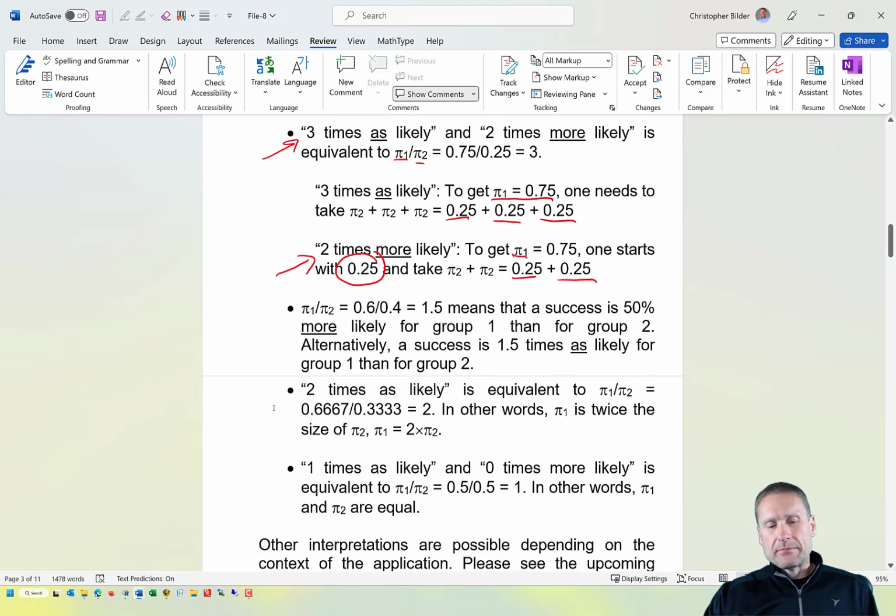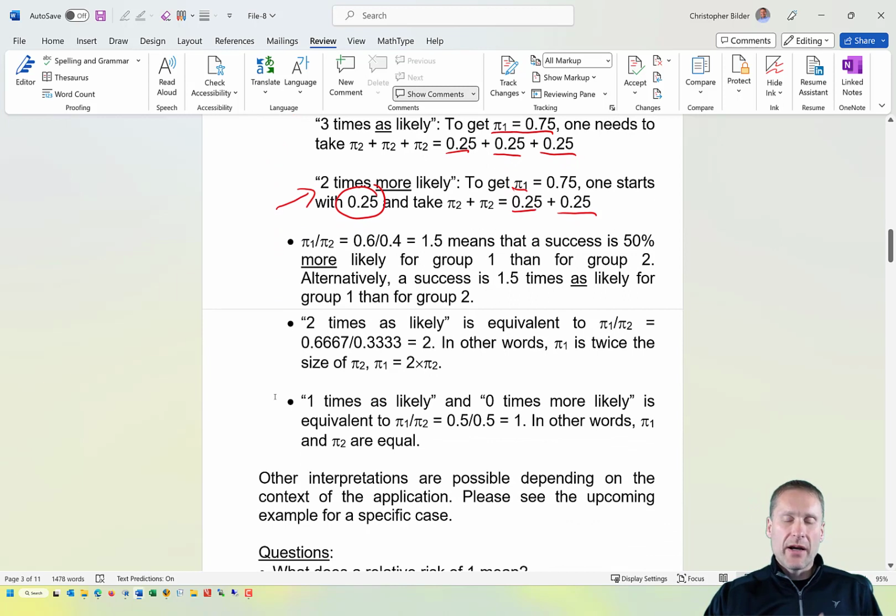Here's another example. Suppose pi 1 divided by pi 2, my relative risk, is 0.6 divided by 0.4, or 1.5. So what this means is that a success is 50% more likely for group 1 than for group 2. Well, why? Pi 2 is 0.4. What's 50% of 0.4? Well, it's 0.2. So if I take 0.2 plus 0.4, that's how I get to this 0.6. That's why I said more.